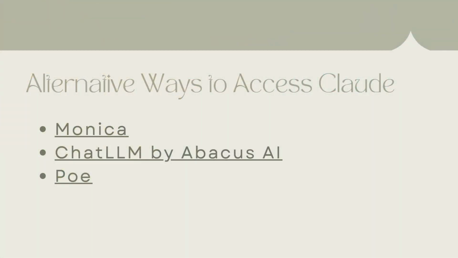So alternative ways to access Claude are through these three websites, which are basically like hosts of multiple large language models. So it's kind of like a hub of multiple AI websites. So Monica, ChatLLM by Abacus AI, and Poe, they will ask you to create an account, but you won't have to input your phone number. So if you're not comfortable inputting your phone number, these are different ways to access Claude. For today's presentation, we'll be using the registration through Claude.